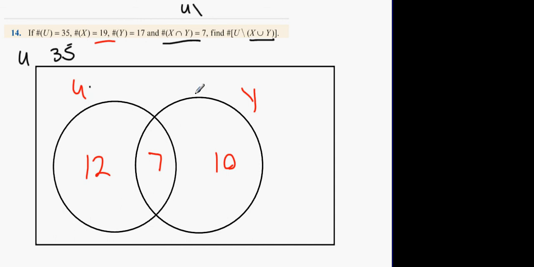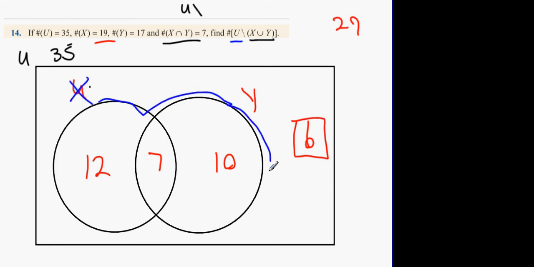Okay. What goes on the outside here? What number do you think should go on the outside? Hands up if you know. One person knows. Luca. 6. Where'd you get 6 from? You plus the things and then you get 29. 12 plus 7 plus 10 is 29, and then the outside has to be 6 to make it add to 35. And we want everything in U that's not in X union Y. Draw a circle around X and Y. We don't want anything in here. So what are we left with? 6. 6 is the answer, okay?